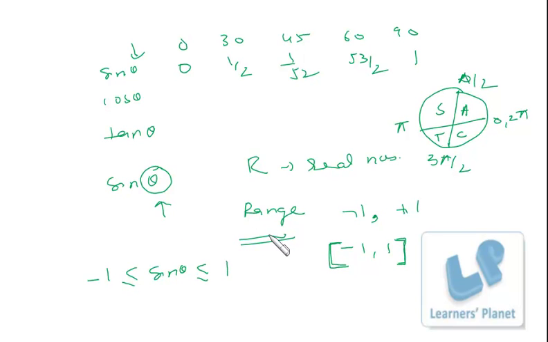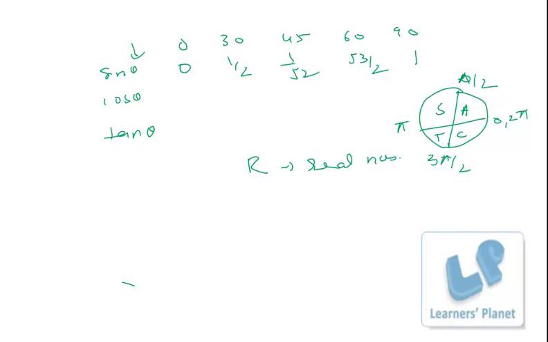Similarly, for cos theta, the domain is again real numbers. You can put any value from the set of real numbers in place of theta, right? So the domain of cos theta is real numbers, and the range, once again, is minus 1 to 1. The minimum value of cos theta will be minus 1 and the maximum value will be 1, right? Cos 0 is 1 and cos pi is minus 1. So I hope you are getting this.